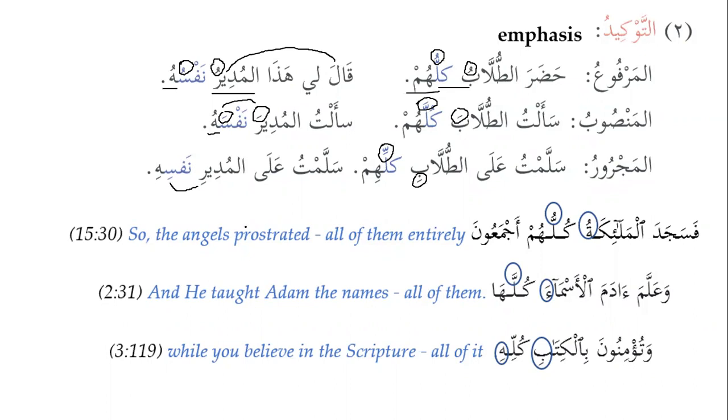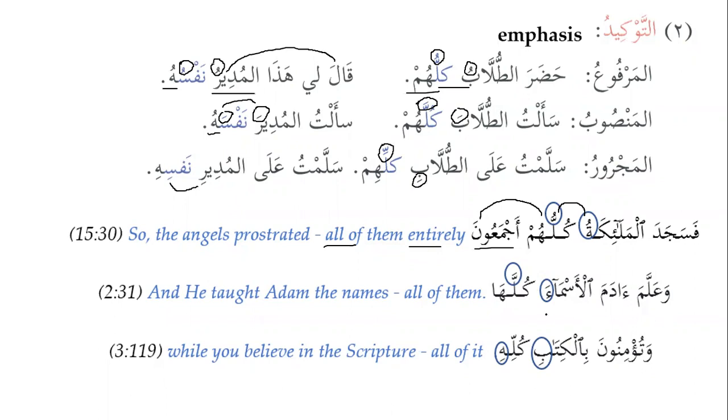Now, if you look at the examples from the Quran: فَسَجَدَ الْمَلَائِكَةُ كُلُّهُمْ أَجْمَعُونَ. As we can see here, أجمعون is also used for emphasis. أجمعون, أجمعين, is also used a lot in the Quran. So here it is double emphasis. You see how powerful this idea is: all the angels prostrated, all of them entirely, not even a single one of them was left. And the one that was left was Iblis, not an angel, a jinn.